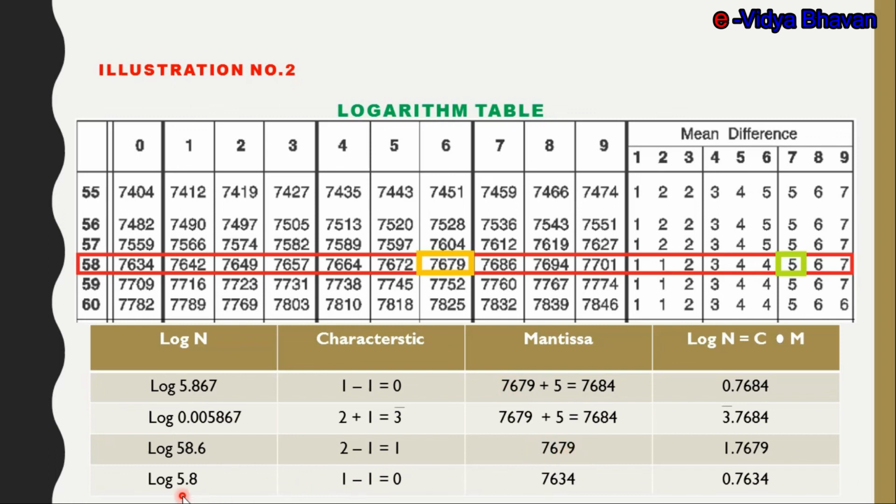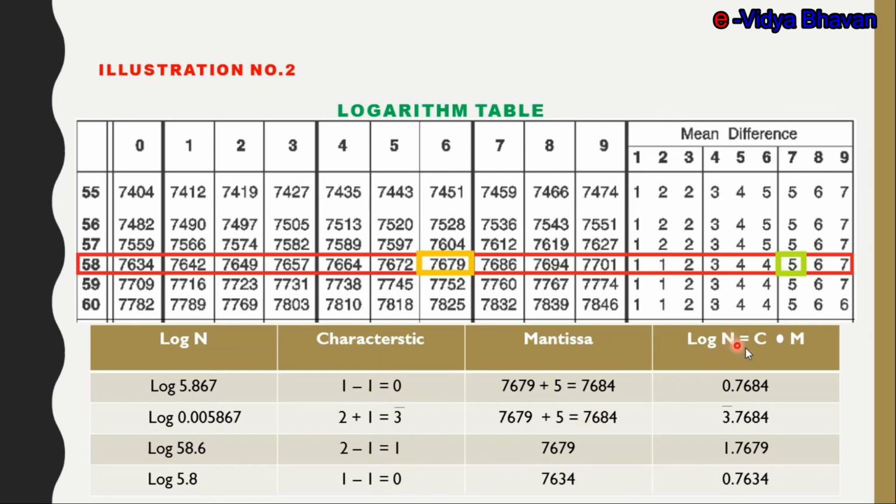Now see the fourth example, 5.8. Here again we have only 2 digits. So we will see 58 in the main table, but we don't have the third digit, so we will not see the difference table. We don't have the fourth digit, so we will not see the mean difference table. So 58, and where there is nothing, consider it as a 0. So we will see 58 and 0, that is 7634. Now this is your mantissa and this is your characteristic.